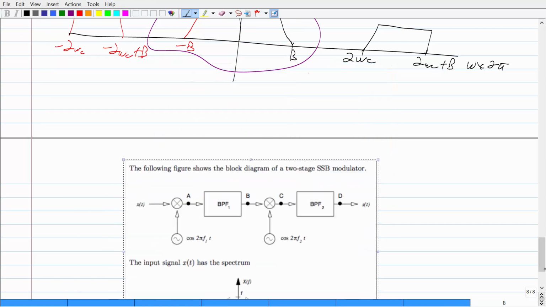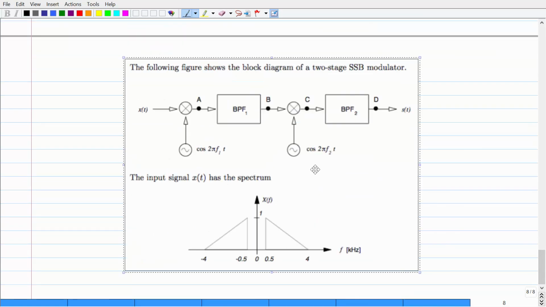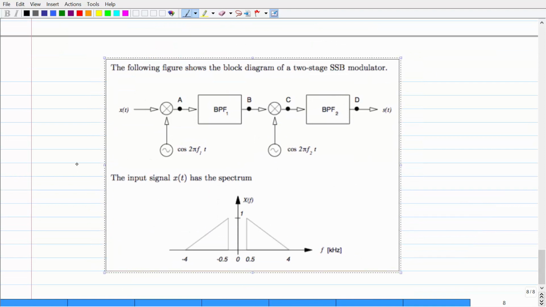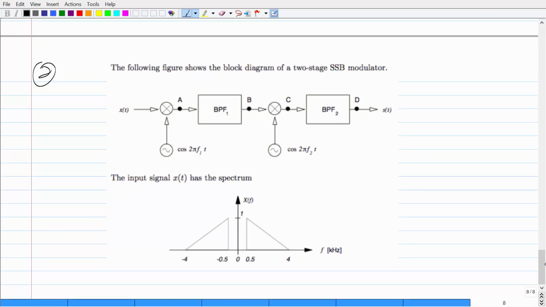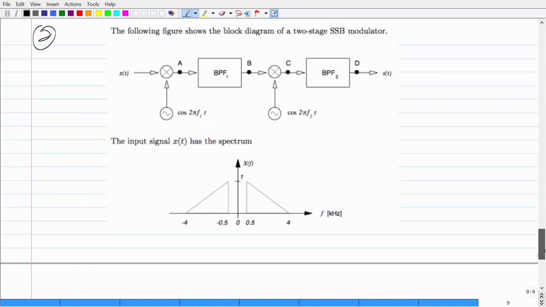So this one's going to be more sketching, and the last one's just going to be sketching as well. Should be very simple. This is question 2. I'm halfway through. I'm almost done, guys.